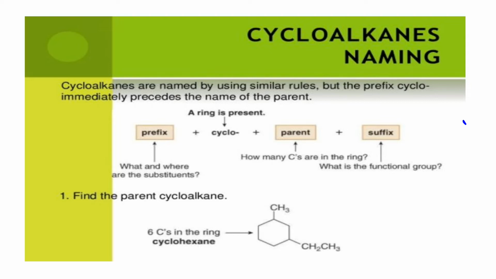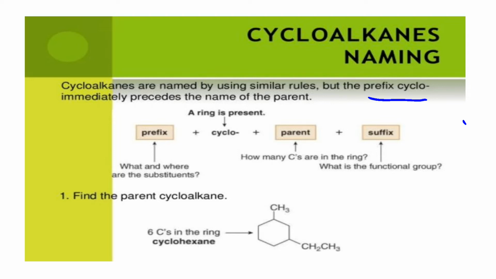The cycloalkanes are named by using similar rules, but the prefix cyclo is used to indicate the cyclic compound. The prefix cyclo is used immediately preceding the name of the parent. The general formula is prefix plus cyclo plus parent plus suffix. This is the nomenclature of cycloalkane.